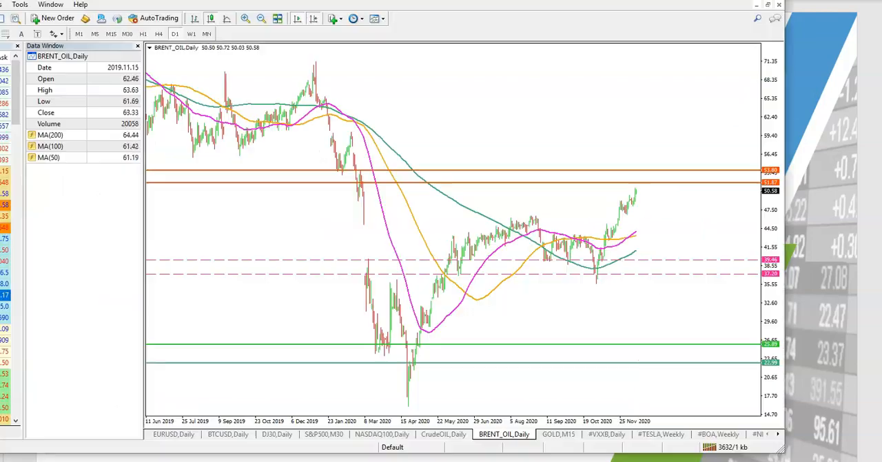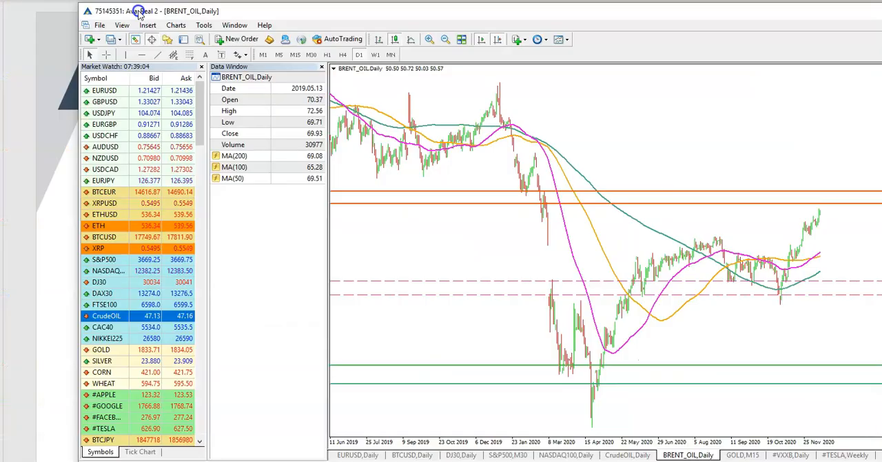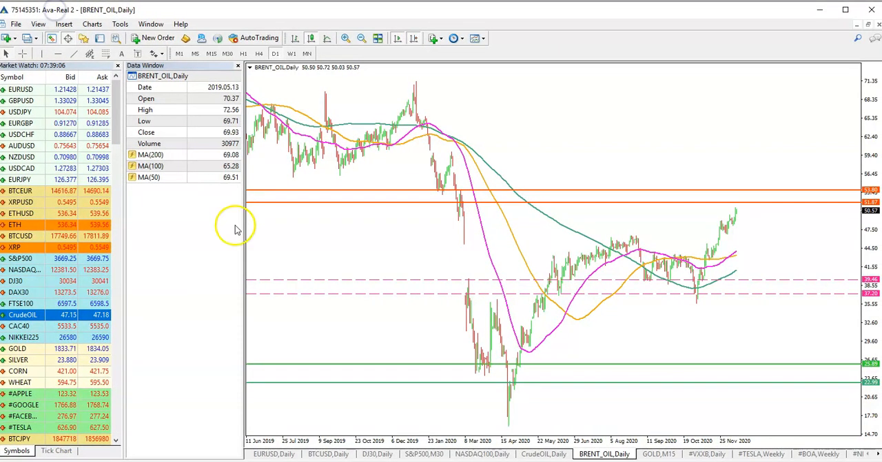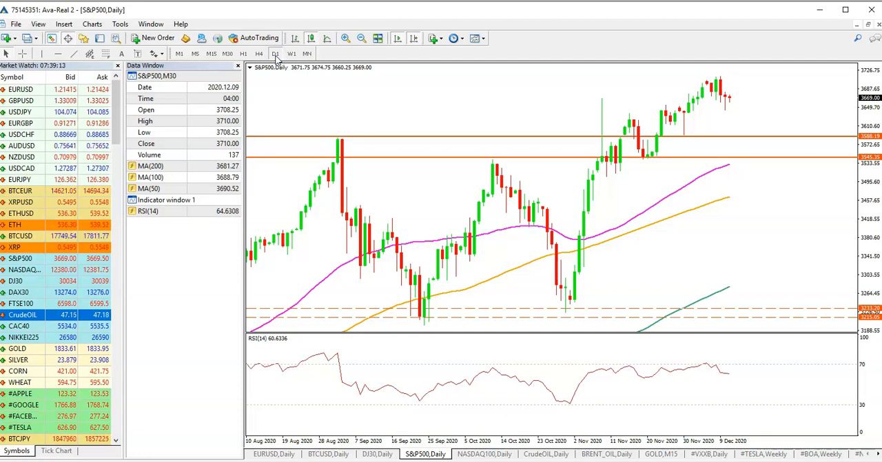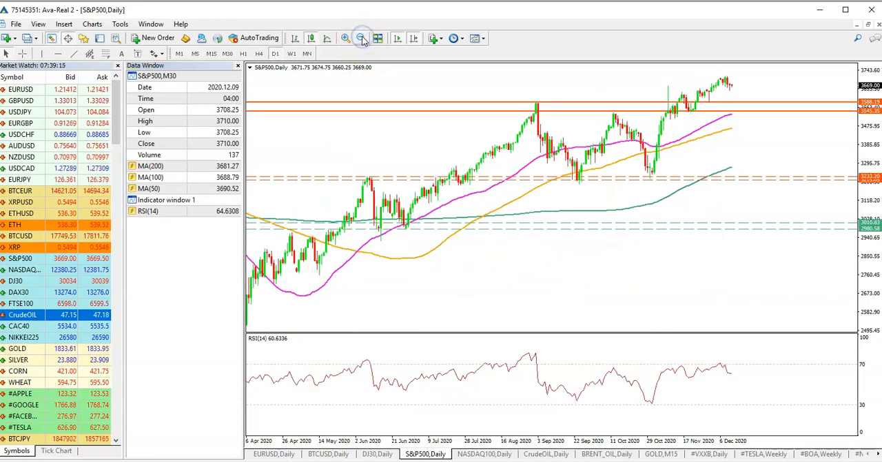Now, let me bring out the MT4 platform. On this particular platform, we are going to look at the S&P 500 chart on the daily time frame initially, and then we will look at the price action on a different time frame.